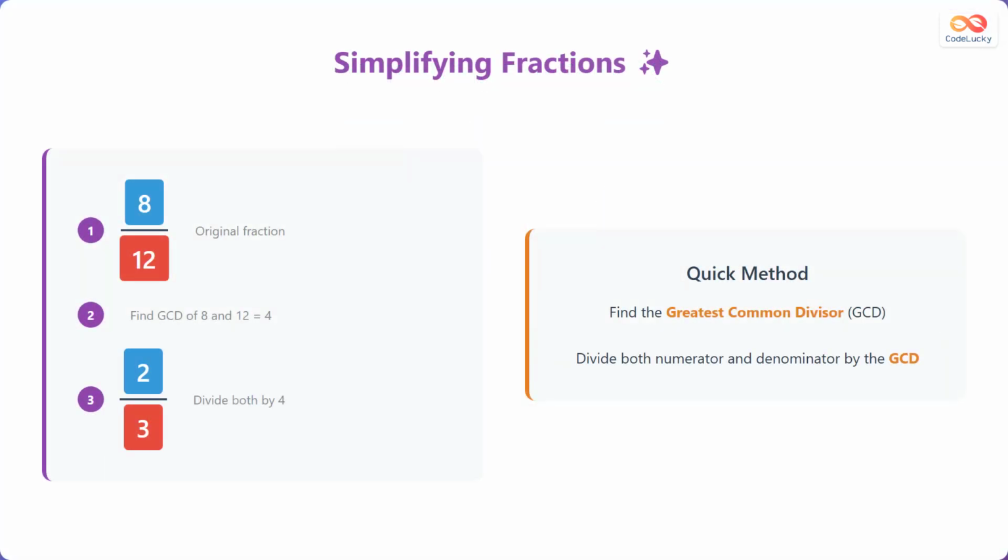Simplifying fractions means reducing them to their simplest form. To do this, find the greatest common divisor, or GCD, of the numerator and the denominator. Then, divide both the numerator and denominator by the GCD. For example, to simplify 8/12, first find the GCD of 8 and 12, which is 4. Then divide both 8 and 12 by 4. This gives you 2/3, which is the simplified form of 8/12.